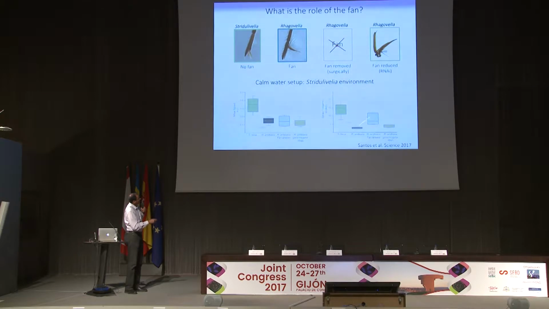And for the fan individuals, the one with intact fan strokes the least, and the one where we do RNAi is intermediate between this one and the one where we surgically remove the fan. So it seems like the fan is a device that saves energy rather than makes them be fast.